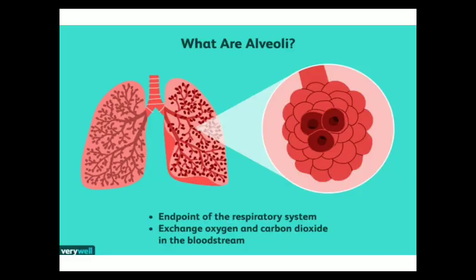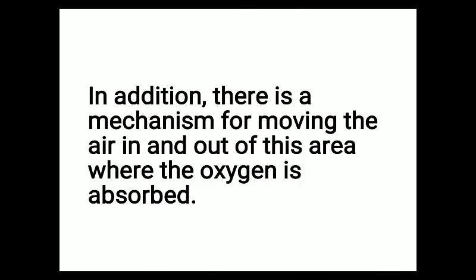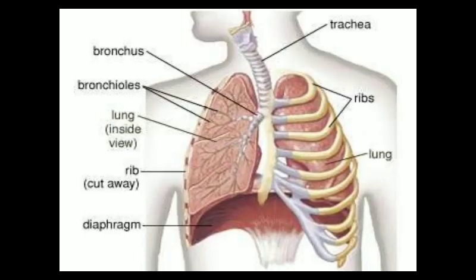These alveoli are very delicate in structure, so that's why there is a need to protect them. Our lungs remain protected by a structure of bones known as the ribs. Our lungs are well protected inside the rib cage. In addition, there is a mechanism for moving the air in and out of this area where the oxygen is absorbed. In the next video we will discuss the mechanism of breathing, how we inhale and how we exhale.